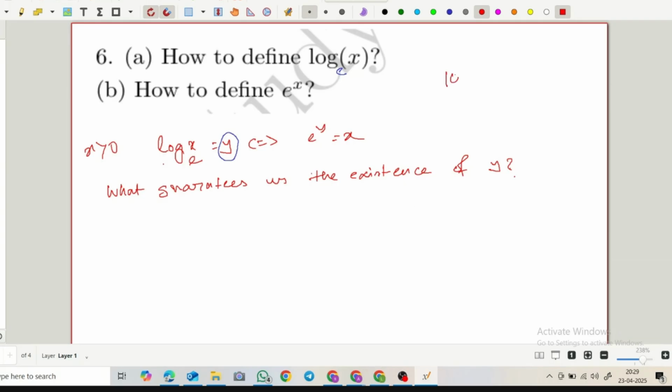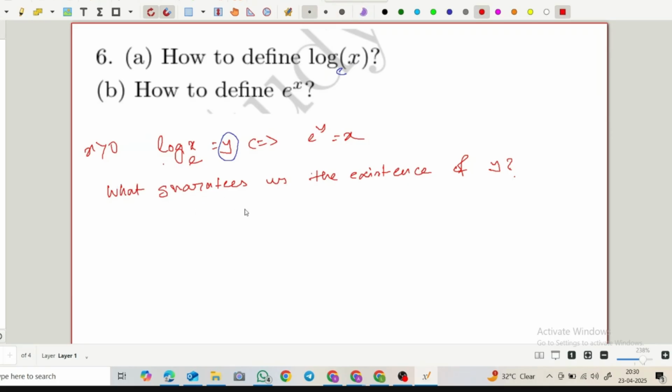I don't think this is quite clear. So what I'm asking is, when you write log 10 base e, you are assuming that this whole thing is a real number, right? What guarantees you that this is a real number? That's the question. This may be a complex number. Such a thing may not even exist, like log of minus 10 base e does not exist.